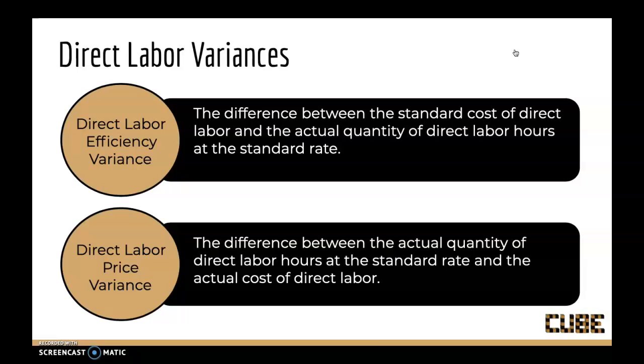The direct labor efficiency variance has the most value for the production department, as they can monitor the direct labor hours allocated to each product.